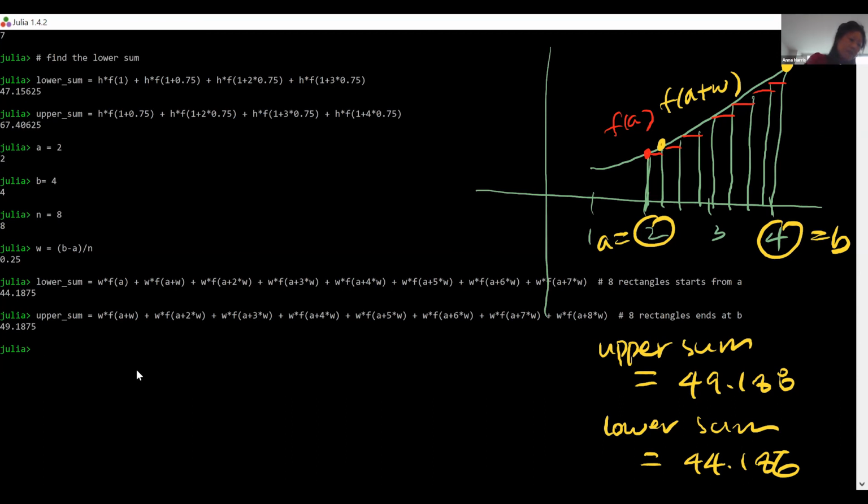And the upper sum looks like this. Just a little bit more. So the blue rectangle contains a little more than the true area under the curve. The red rectangle has a little bit less than the true area under the curve. All right, anybody have questions about how to use Julia to find your area under the curve using rectangles?